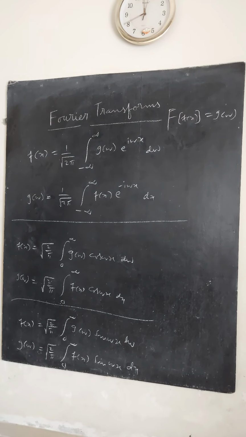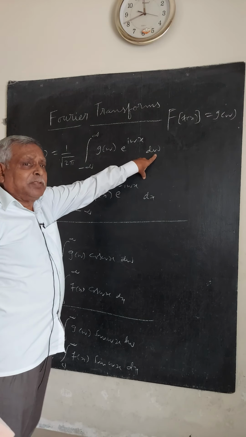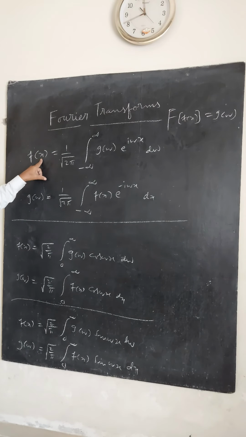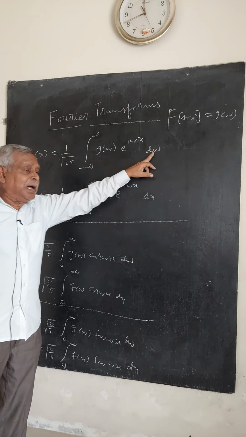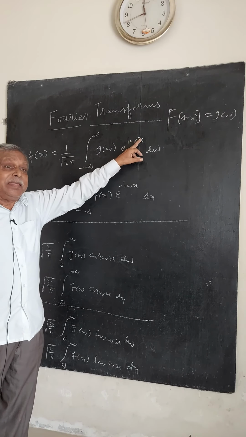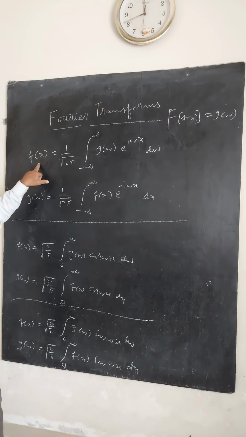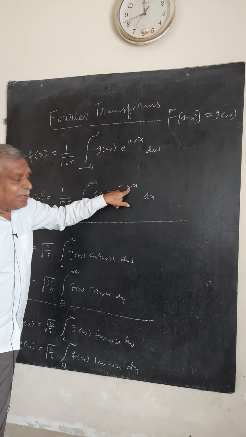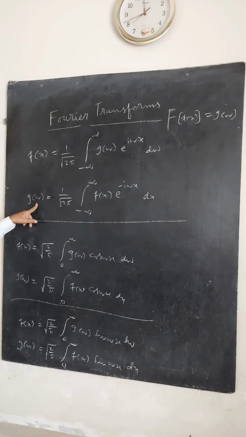Similarly, this G omega is the Fourier cosine transform, cos comes. After finding G omega and putting it into this, we will get the result they ask. See, we are integrating with respect to omega. X is other than omega, therefore the result is a function of x. Similarly, we are integrating with respect to x. Omega is other than x, therefore we will get a function of omega.